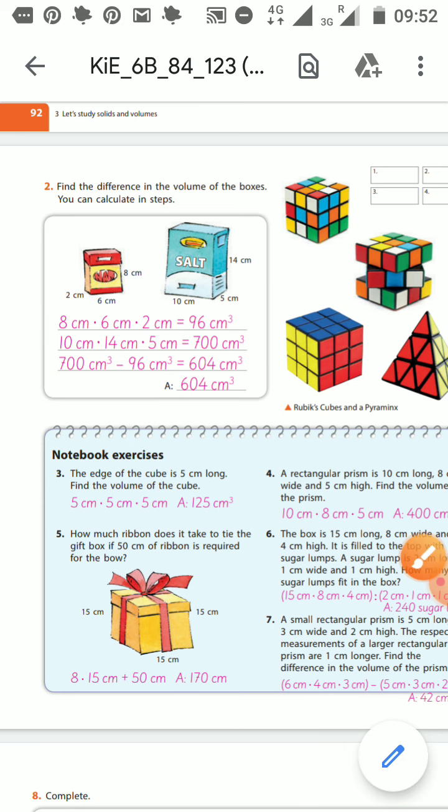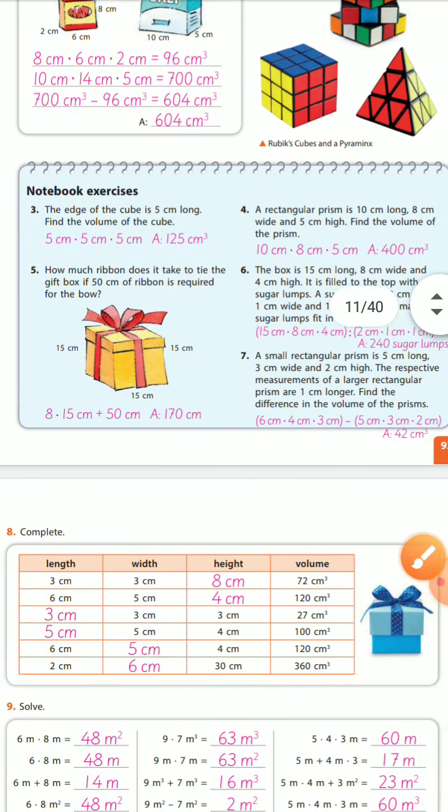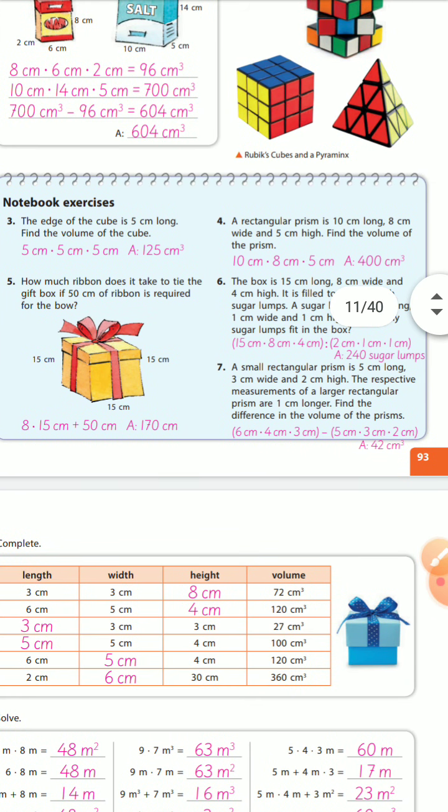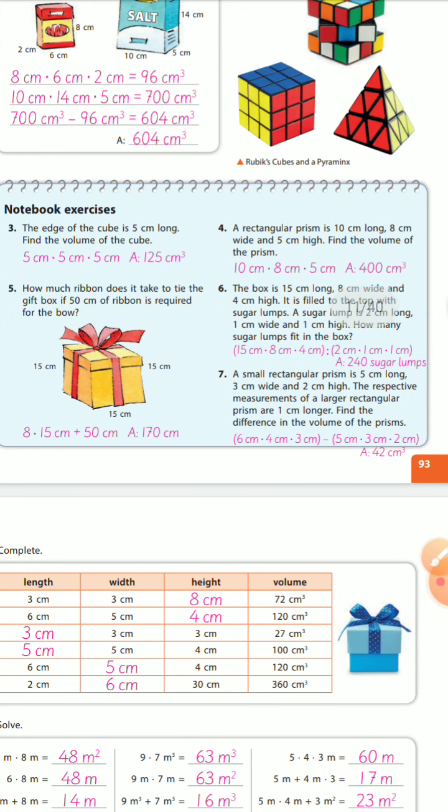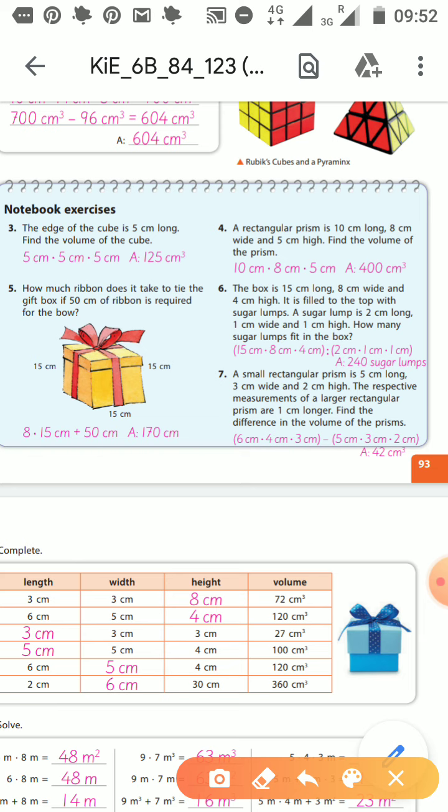Okay. These notebook exercises, these are quite wordy questions, but I'll go through a couple of examples to explain. So here we've got a cube, and every edge is 5 centimeters long. So it's a perfect square. So it's 5 centimeters all the way around. So all you've got to do is 5 times 5, which is 25. And 5 times 25 is 125 centimeters cubed.